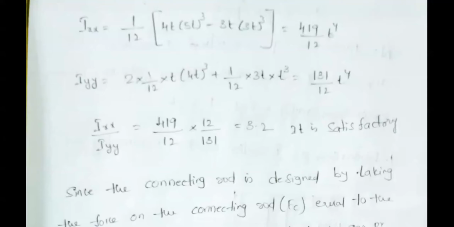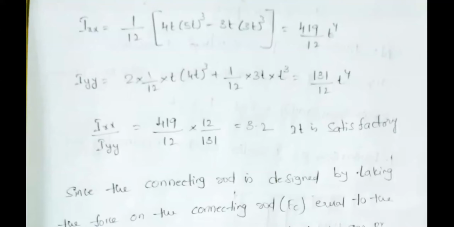Now check the ratio Ixx by Iyy. Why am I checking the ratio? Because this ratio should be between 3 and 3.5. Then only it is correct. Otherwise you have to change your dimensions.